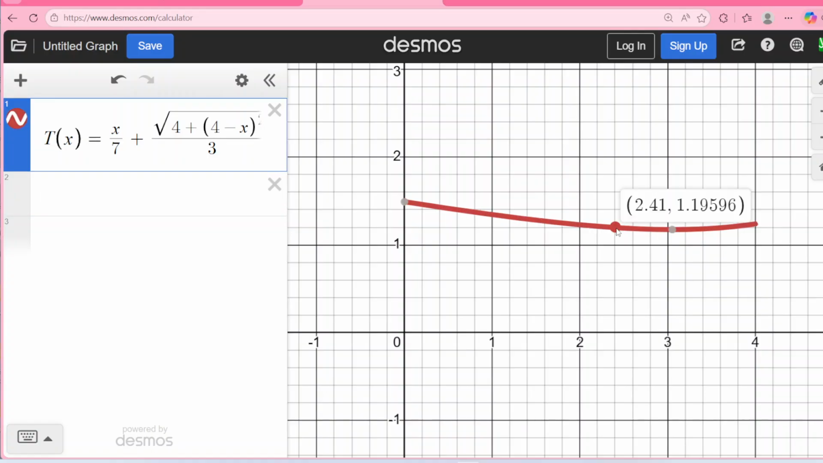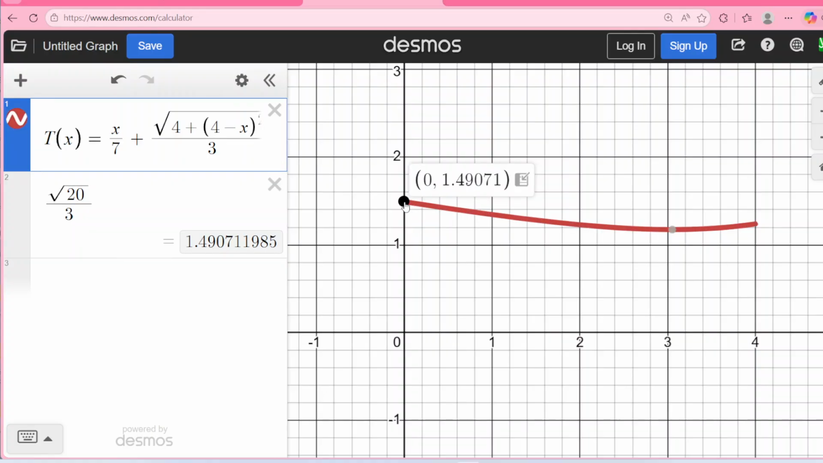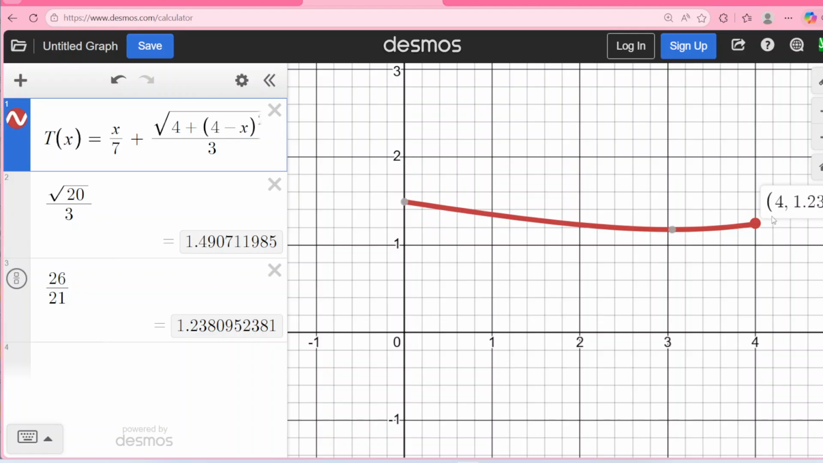So look, the ends are not the lowest, right? The left end is at that 1.49. That's the square root of 20 divided by 3. If I took the square root of 20, divided by 3, that was the value at the left end, 1.49071. See, the value at the right end is this 1.2381. That was the 26/21. Yeah, 1.238. They rounded to 4 decimal places, 1.2381. So that was the 26/21 hour.